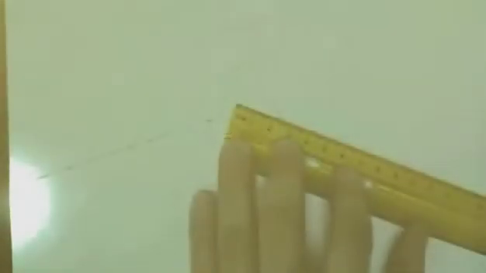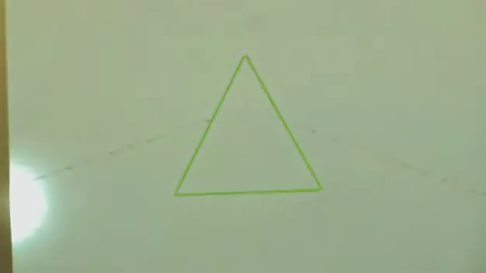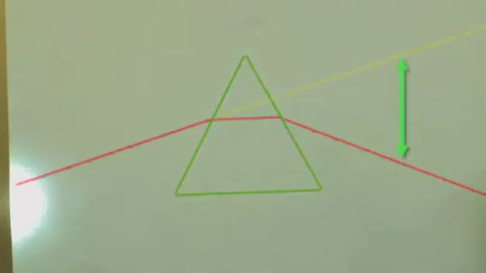Okay, so now that angle of deviation is going to be the angle that the deviated beam makes with the incident beam. So we can find that point of intersection, and then we'll place the protractor right so that the vertex is right on that point of intersection.